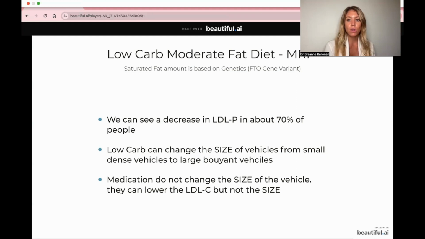The most common underlying factor that I see for patients with a disadvantaged particle size panel is that they have an underlying condition called insulin resistance. If you have insulin resistance, prediabetes, issues with your blood sugar, if we correct that, often we can see a favorable change in the particle size as well.